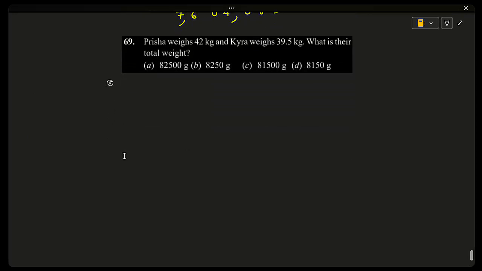Prisha weighs 42 kilograms and Kaira weighs 39.5 kilograms. What is their total weight? Just go for the sum. 42, we can write 42.0, and this is 39.5. If you add, you'll be getting 5, 11, 1 carry, and this is 8, 81.5.